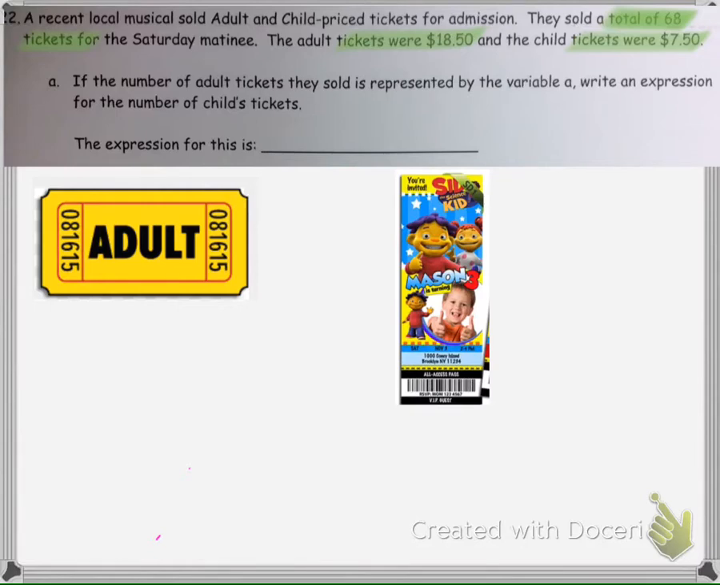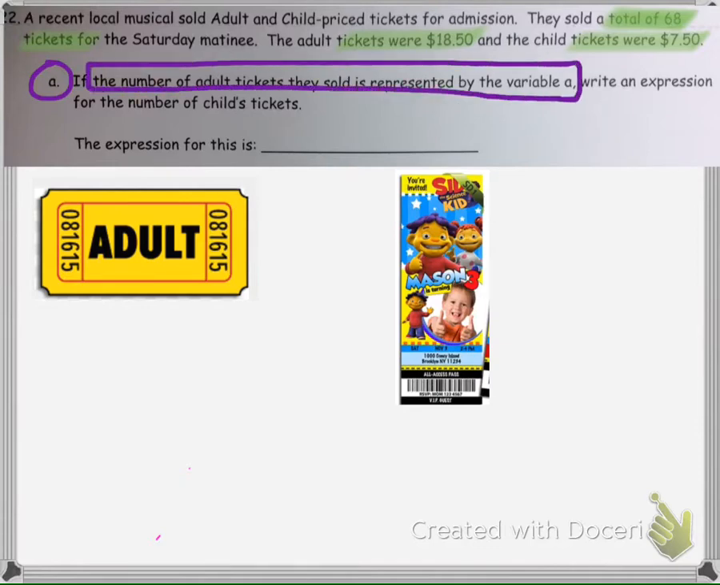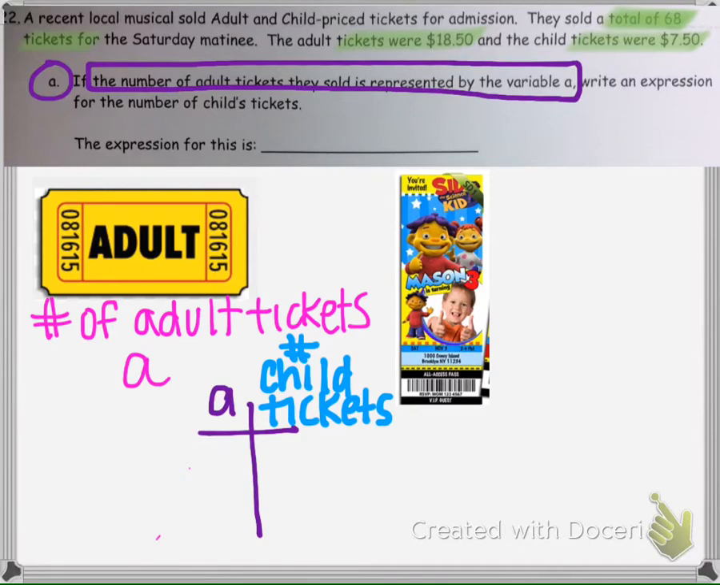Part A says, if the number of adult tickets they sold is represented by A, so they told us what A represents, the number of adult tickets. It asks us to write an expression that we could use to find the number of children's tickets. So we don't know how many children's tickets there are.